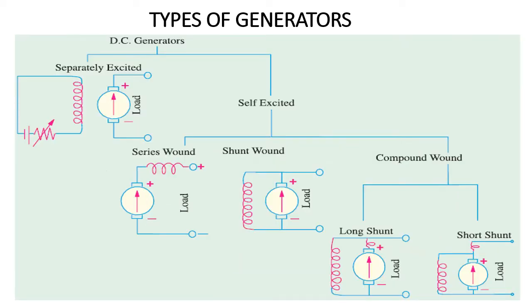You can see all types of generators in a single diagram here, the classification of generators. First they are classified into separately excited and self-excited. Self-excited is once again classified into series wound, shunt wound, and compound wound. Compound wound is also classified into long shunt and short shunt generators.